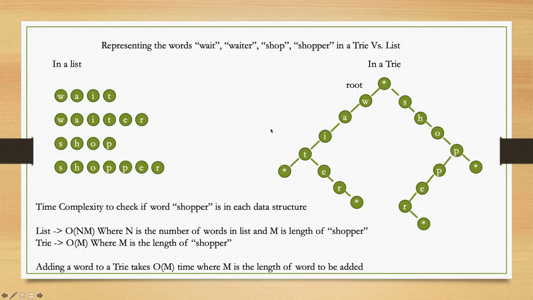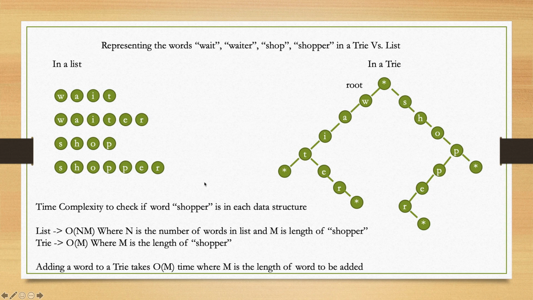Now let's go over real quick time complexity. So the time complexity to check, and in our example here, we're going to check to see if the word shopper is in either data structure. To check to see if the word shopper is in our list, what we need to do is go through each word, which is order N time, because we have to iterate through every word in our list. And then for each word, we have to check to see if that word we're looking at is the same word that we're trying to find. So we look to see if wait is shopper, which is not, waiter is shopper, which is not, shop is shopper, which is not, and we see the last word shopper is shopper.